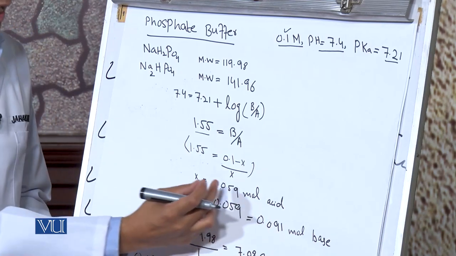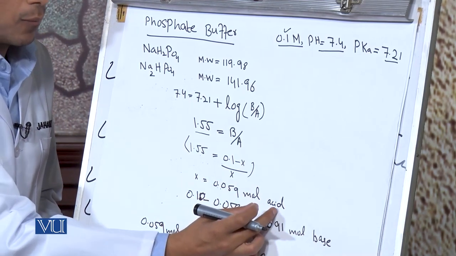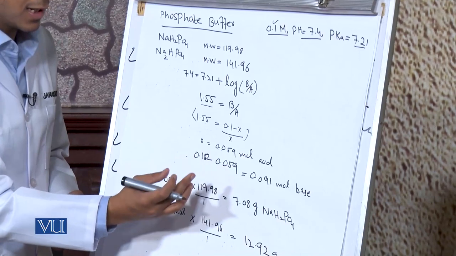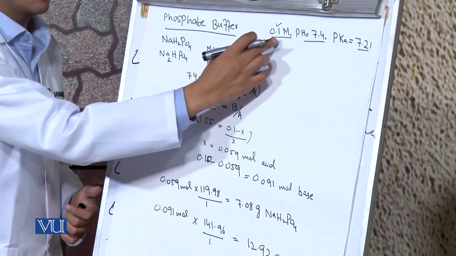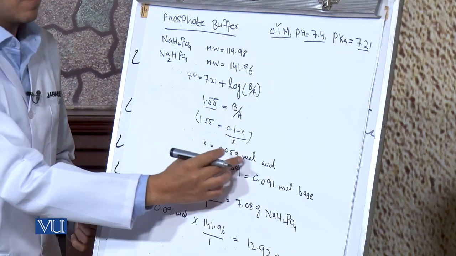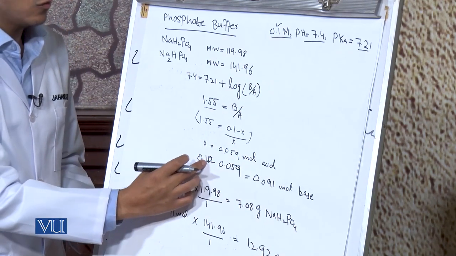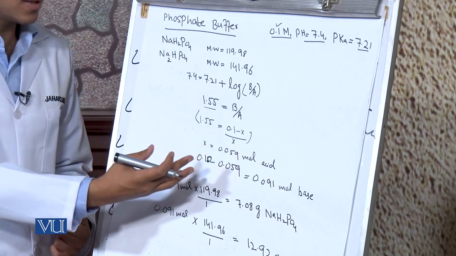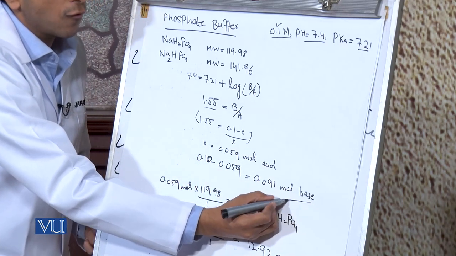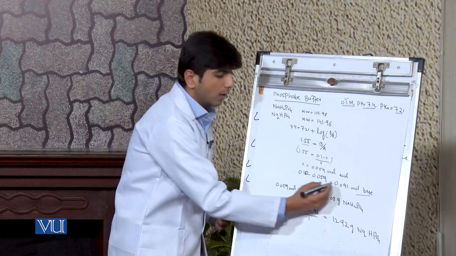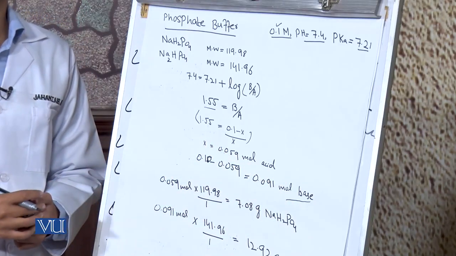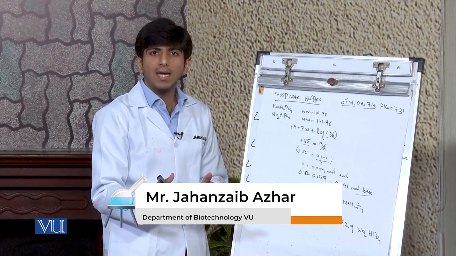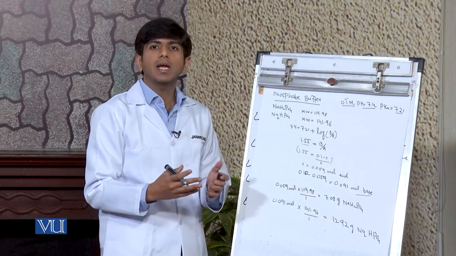By solving this, the moles of acid will be 0.059 mole. And from the value of moles of acid, we can calculate the moles of base, by subtracting the moles of acid from the required concentration of the phosphate buffer. So 0.1 minus 0.059 moles, which was the value for the acid, and the value will come to 0.091 moles.